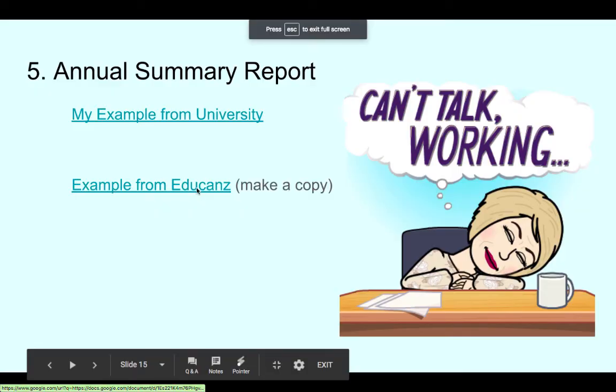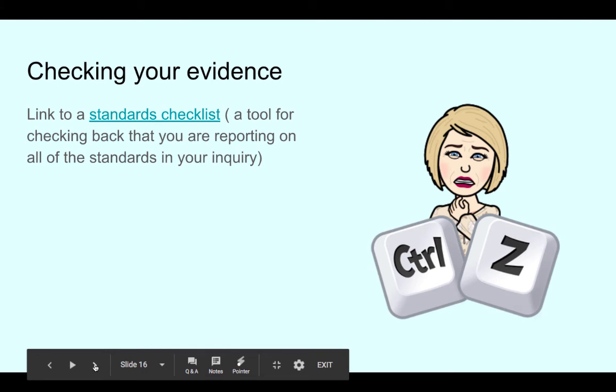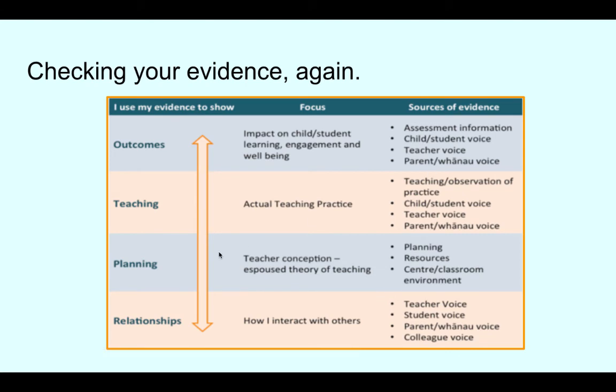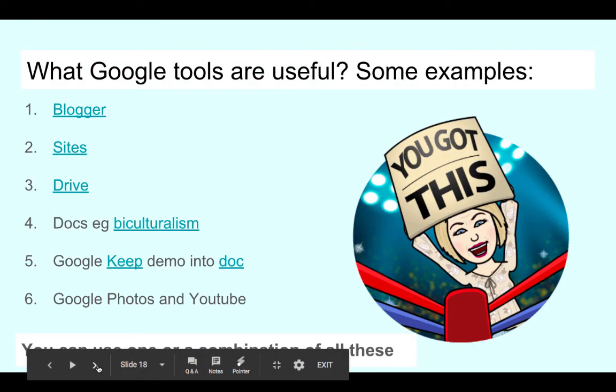There's also an example in there, linked to one that's in Educans. You can make a copy of that. Just if you want to go back and check that you have all your standards covered, I've put a checklist in there. And also from Educans is this nice little table which reminds you to focus on getting a lot of different sources of evidence in terms of voice of others.